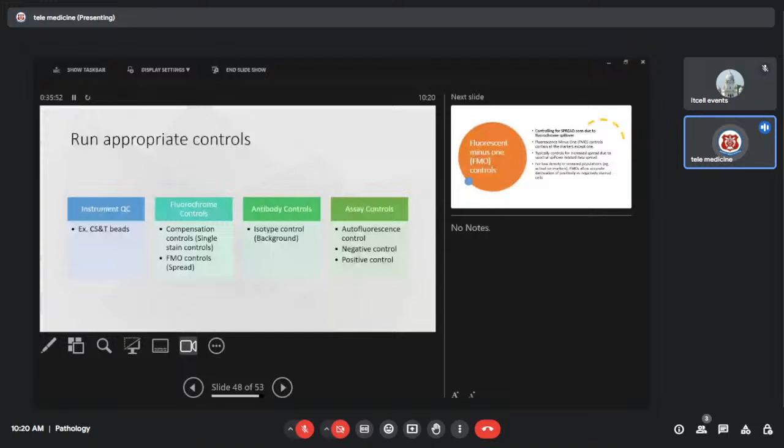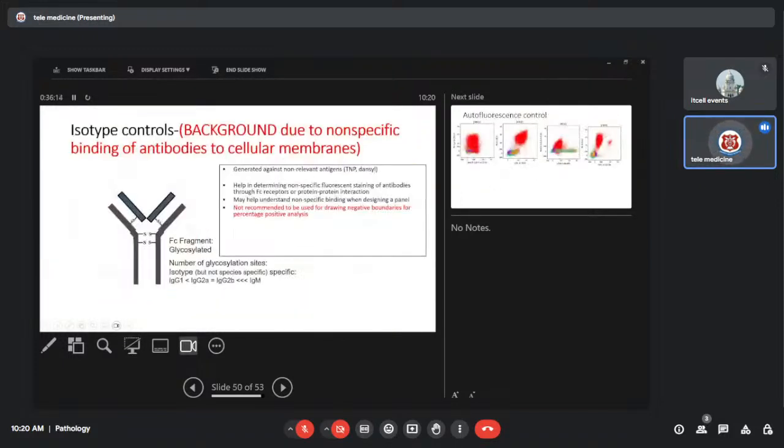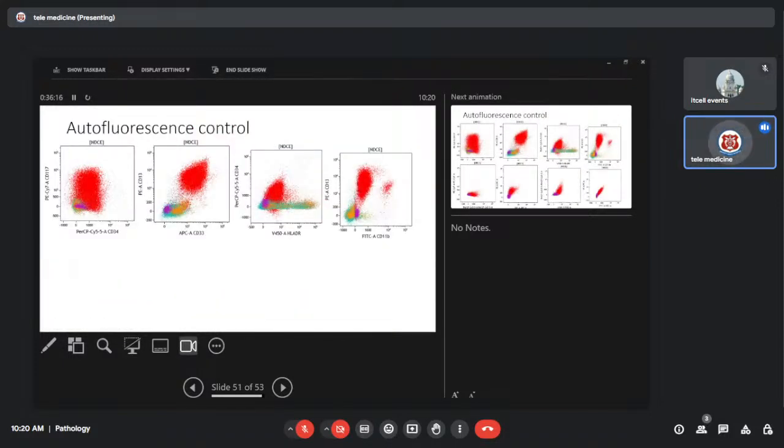I'll skip this, and these are the controls. Out of these, the instrument controls are mandatory. Assay control and autofluorescence are mandatory, and you have these in all your tubes. You have the unstained tube in all your tubes. Compensation controls you run monthly or every two months, depending on your manufacturer's instructions. There are also FMO controls, which can be done if required. So I'll skip all these slides.